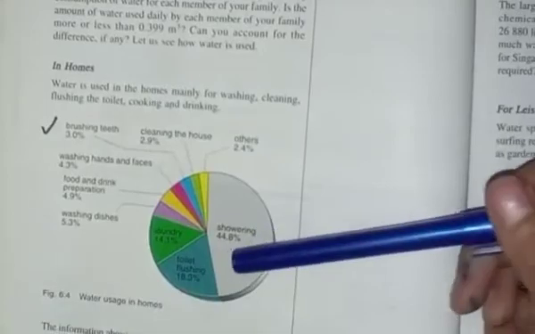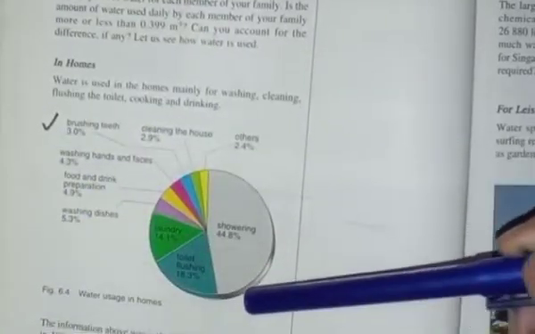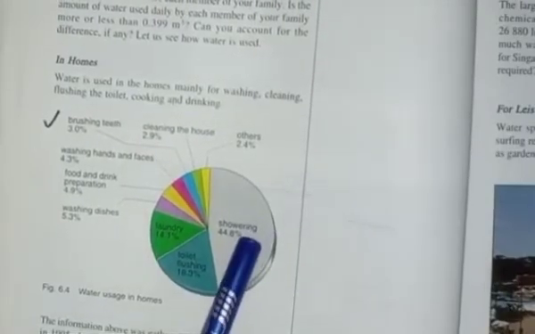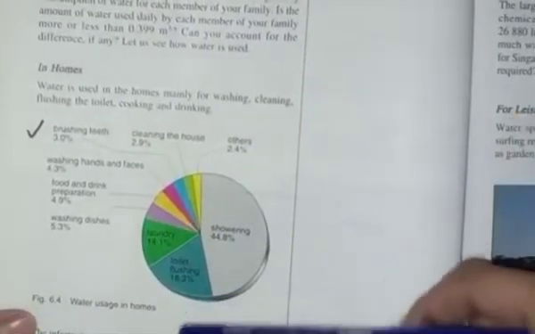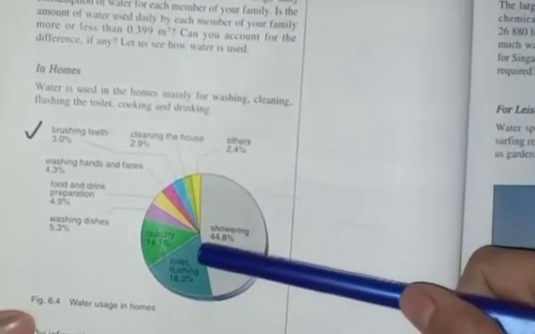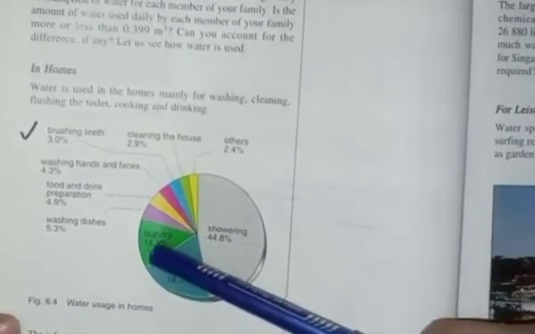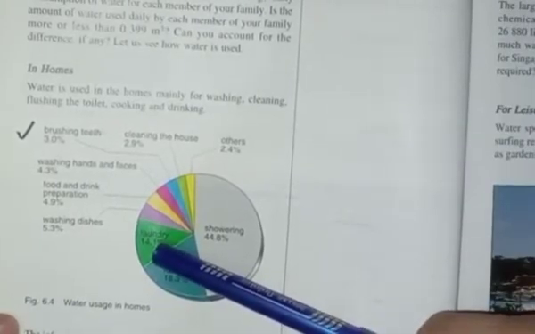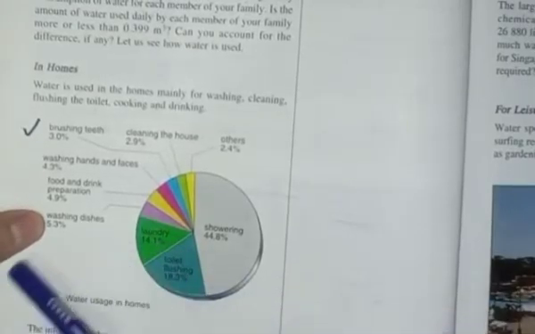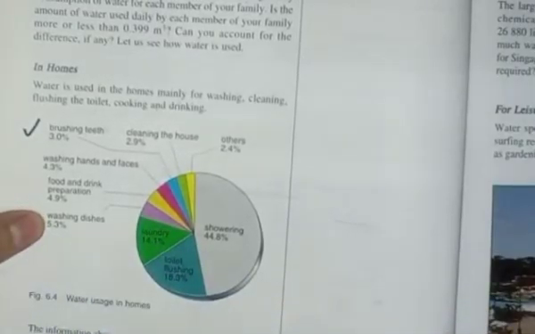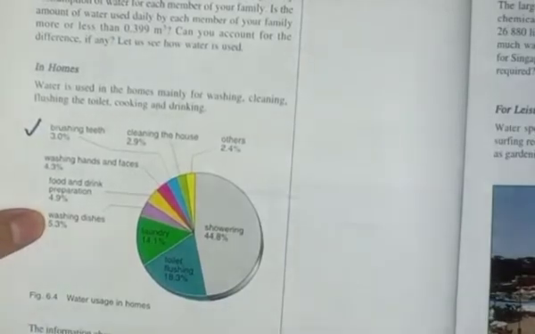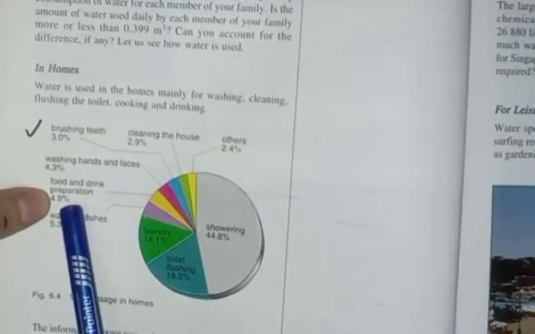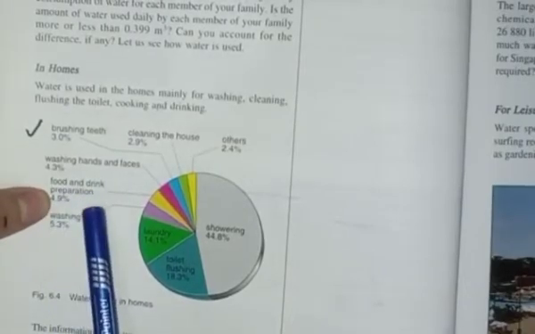Here are given some percentages of this water consumption. We use 44.8% of water for showering. Next, we use 18.3% of water for toilet flushing. Next, we use 14.1% of water for laundry, for washing our clothes. Next is washing dishes. We use 5.3% of water for washing our dishes. Next is food and drink preparation. Students, we use 4.9% of the water for food and drink preparation.